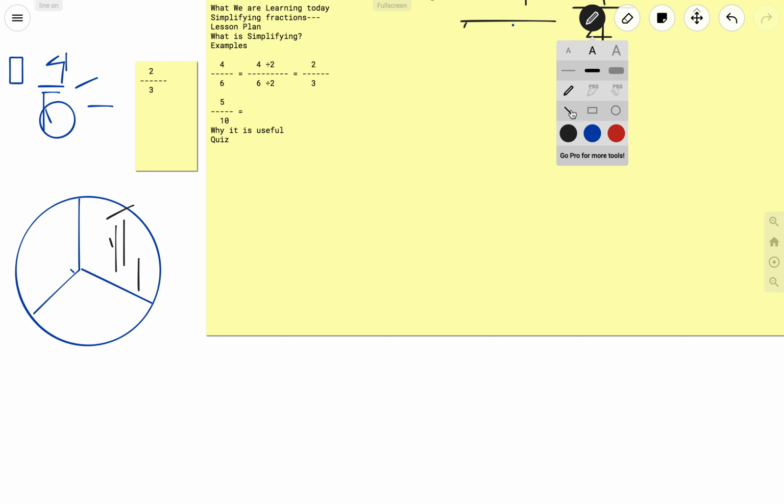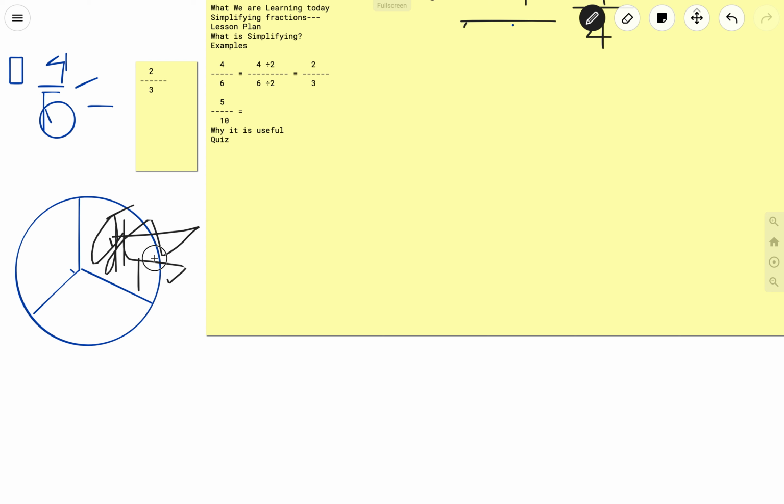Hold on, I can do better. Yes. So what we have left is two of the 2 pieces, and if we turn them back into the 6 pieces we have, like that, we realize they are the same, 2/3 and 4/6. In fact, they always are.